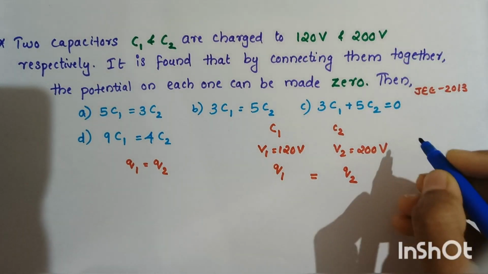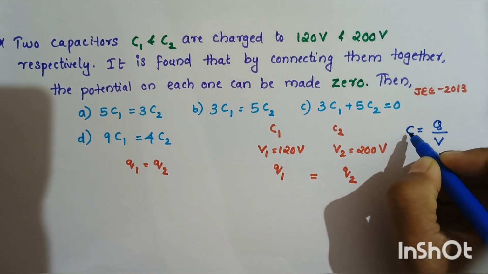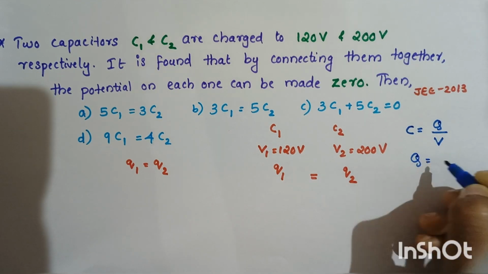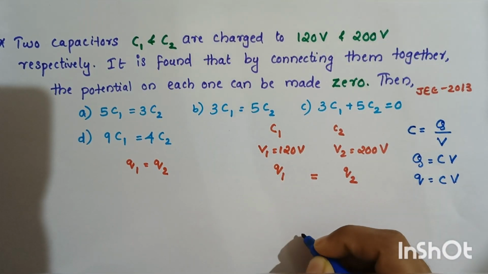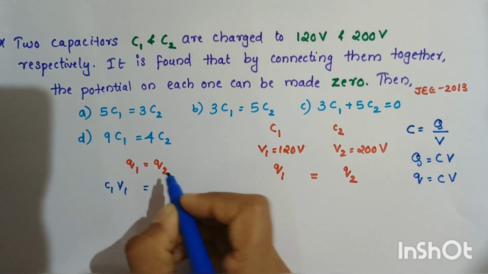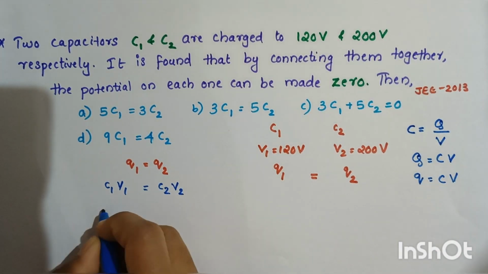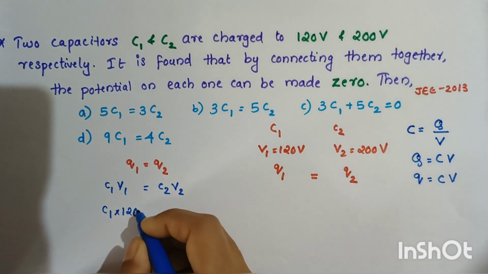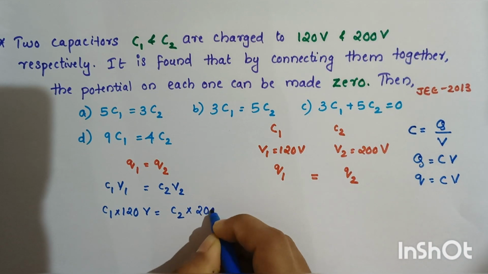Now we have this equation relating the capacitance C, charge Q and the potential V as C equals Q by V. From this equation we can write charge Q equals C into V. So Q1 can be written as C1 V1, equals Q2 which can be written as C2 V2. Now C1 into the value of V1, 120 volt, equals C2 into the value of V2, which is 200 volt.